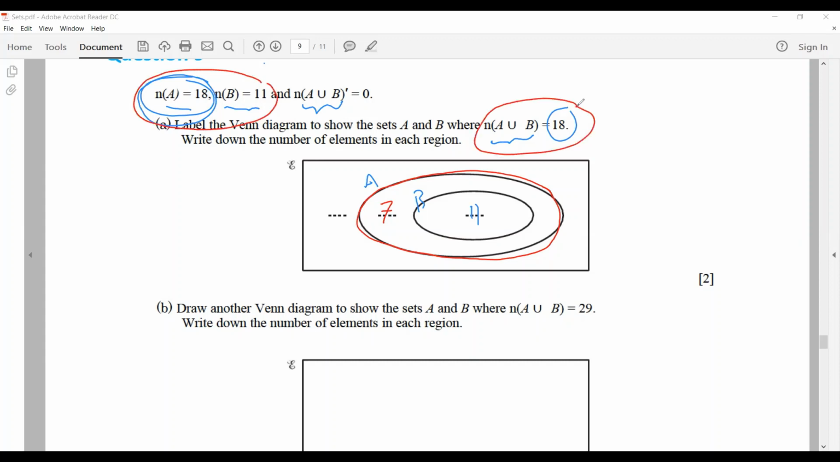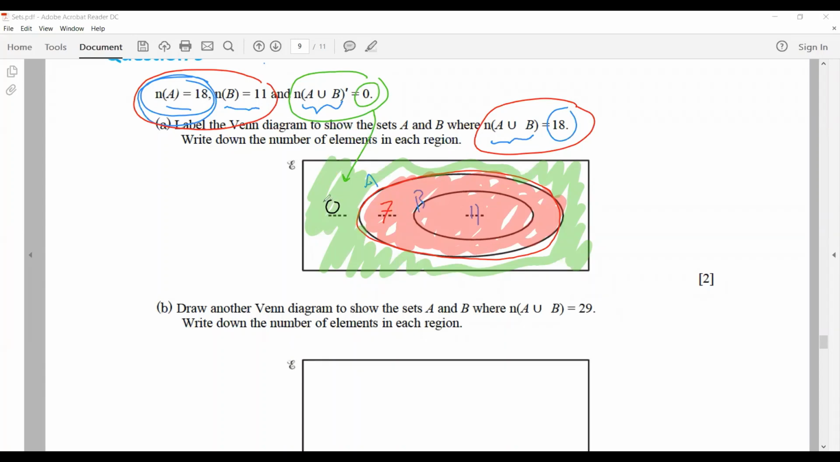And lastly, if you look at A union B, it means everything inside A, because B is already trapped inside A. And its complement, which falls outside, is 0. That's according to the information the question gave us. So this is the green part, and they say it should be 0. Therefore, this number should be 0.